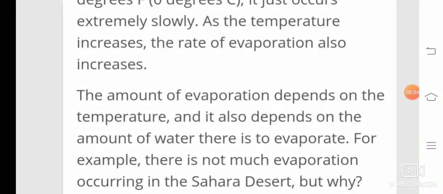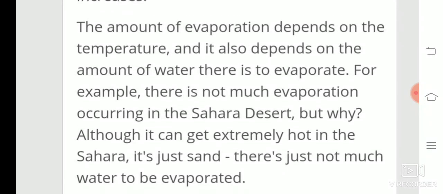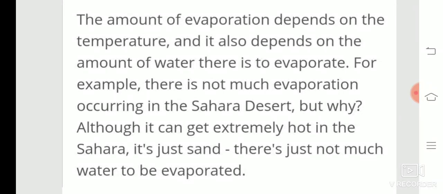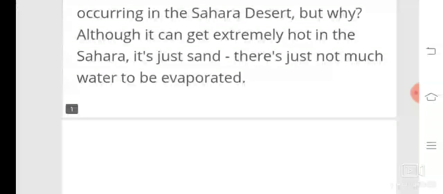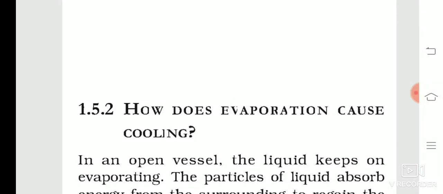Now, the amount of evaporation depends on the temperature and also on the amount of water there is to evaporate. For example, there is not much evaporation occurring in the Sahara Desert. Why? Because although it can get extremely hot in the Sahara, there is just not much water to evaporate, right? Now we will look into how evaporation causes cooling, and before that, what is evaporation diagrammatically, we try to understand.